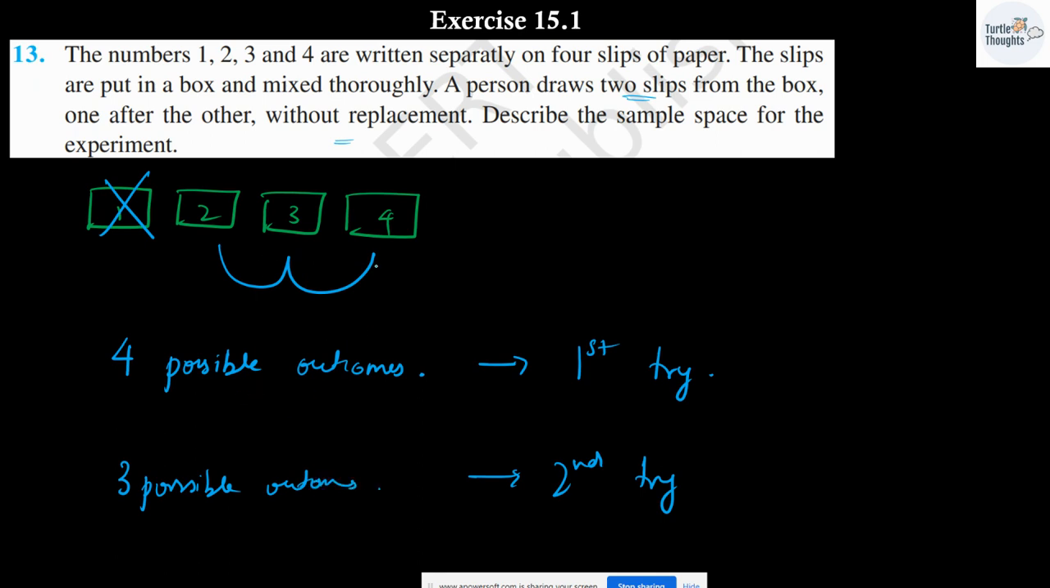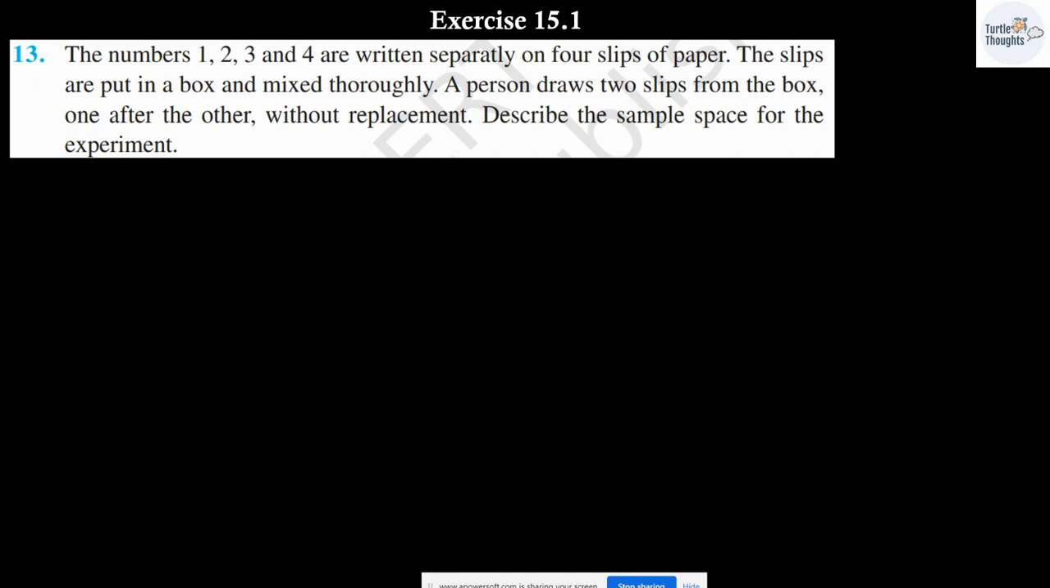Only three possible outcomes you can get because one of the slips is already removed. Right? Now the total sample space is going to be, since the two are dependent, 3 multiplied by 4 or 4 multiplied by 3. It is going to be 12. What are these sample spaces? Even that I am going to be mentioning.